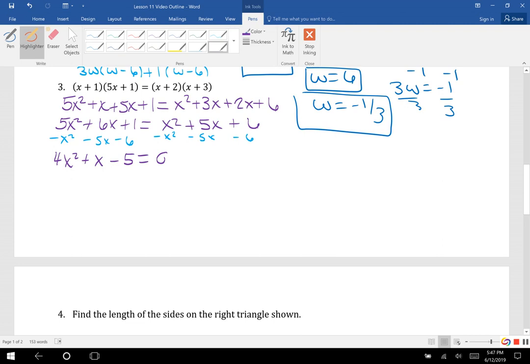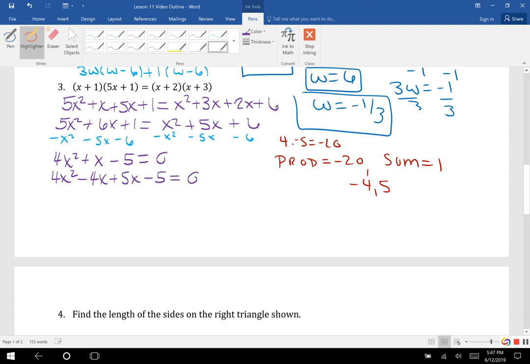If I want to use the AC method, 4 times minus 5 is minus 20. So I need to find two numbers with a product of negative 20 and a sum of 1. And negative 4 and positive 5 should work. So copy down the first term. The middle term becomes a minus 4x plus 5x. And copy down the last term.